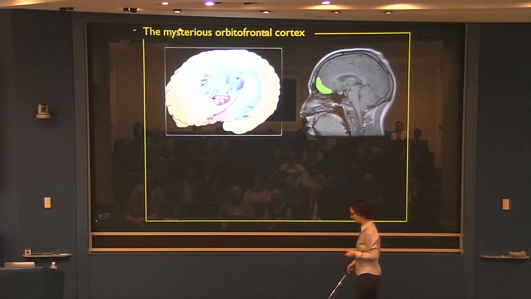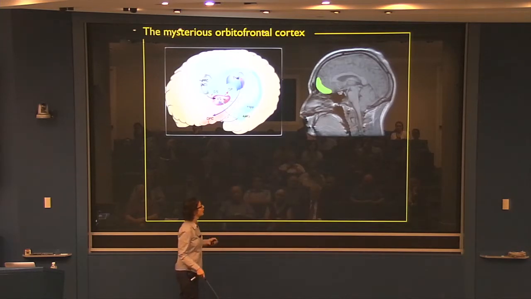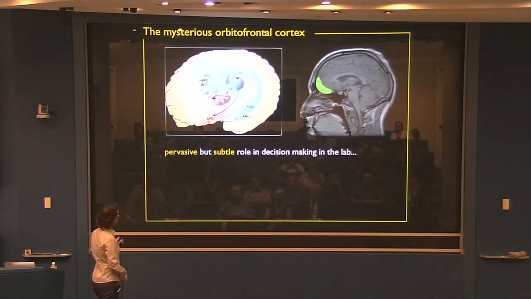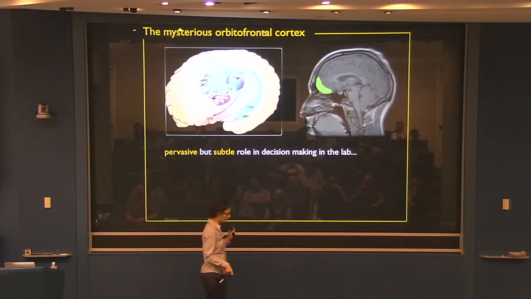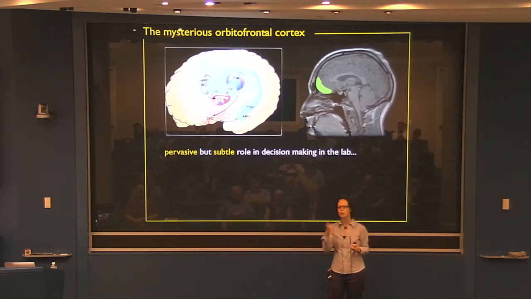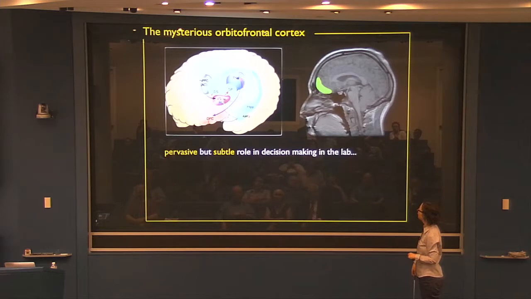In fact, this is the area that about 20 or 30 years ago people thought does nothing and sometimes would get rid of in lobotomies. Now we know it does things. What it does is it has a very pervasive role in decision-making tasks in the lab, but that role is subtle. So it's not that without the OFC, without the orbitofrontal cortex, animals can't do some things. They just do them slower, less efficiently, not as well as we see animals normally doing these tasks.